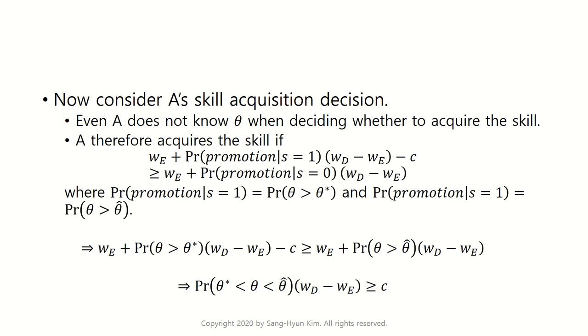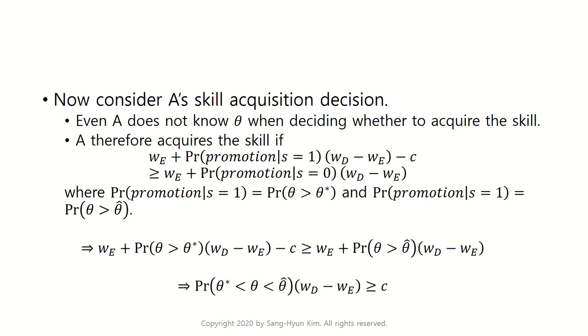And now we move backward, we move upward, to consider the agent's skill acquisition decision. The agent's skill investment decision is made by this criterion. The assumption is that even the agent does not know theta when deciding whether to acquire the skill or not. Therefore, the agent acquires the job-specific skill if the following condition holds.